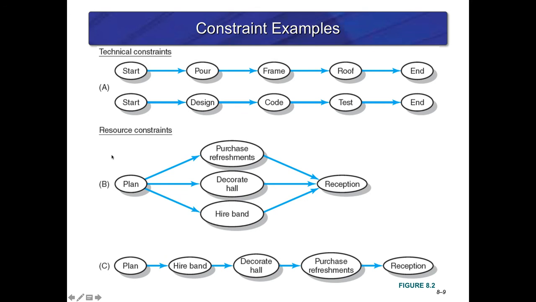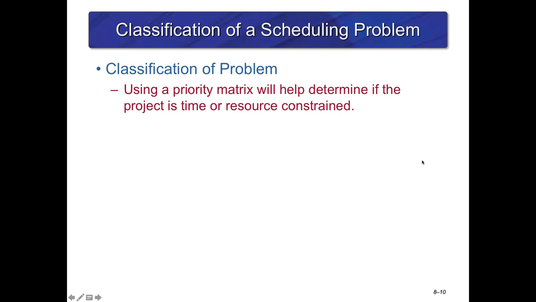Your resource constraints will be, all right, we're going to make our plan, but until we purchase the refreshments, decorate the hall, and hire the band, we're not actually going to have a reception. So this is what we mean by that. Now, how do we power through this? The first thing we do is classify the problem. That priority matrix that we mentioned in the previous chapter will help us do this. So classification: what's important, what's not.